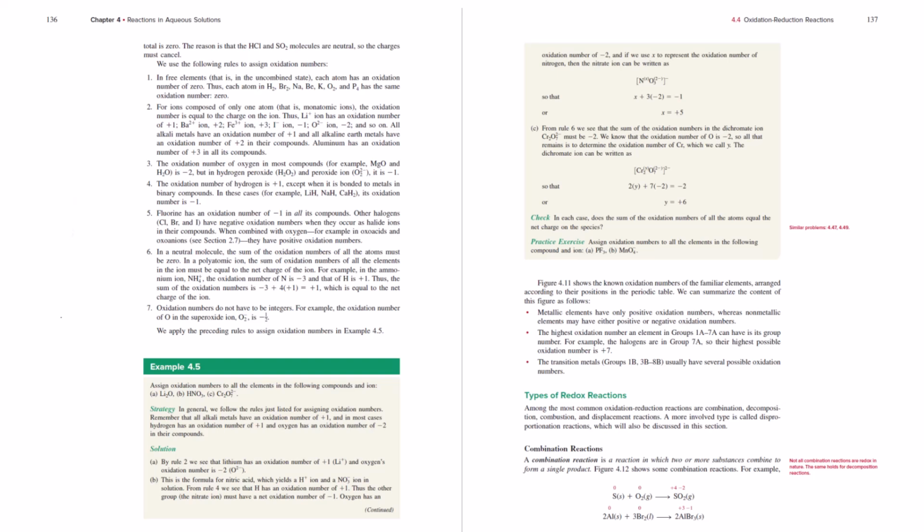Okay, so now that we have a clear understanding of what oxidation numbers are and why we use them, the next step is to learn how, when given any molecule or compound, to assign oxidation numbers to the different atoms of the compound. So here's the rules that the textbook gives. This looks like a lot, but it's not as difficult as it seems.